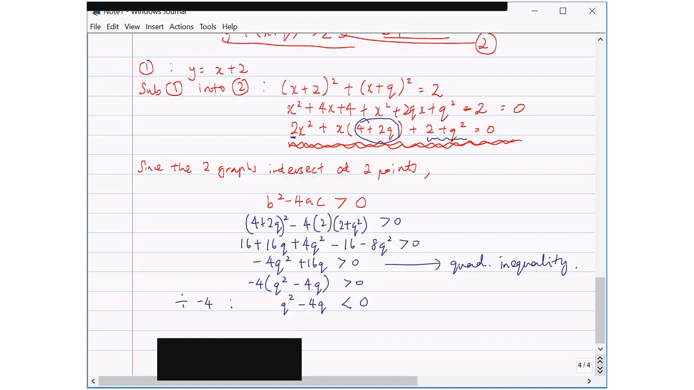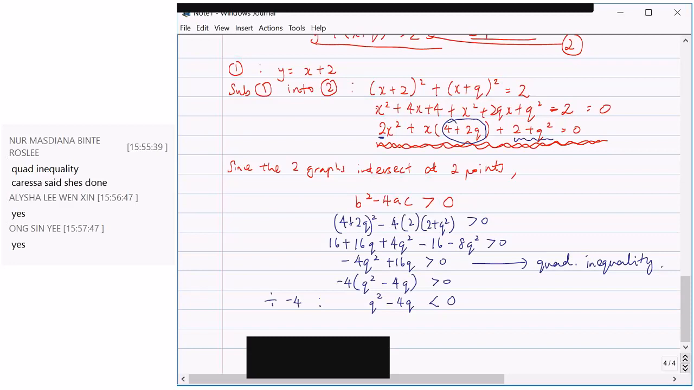Why am I doing this? I'm doing this so that my q squared coefficient is positive and in its simplest form, if possible. It is a trick to make sure I don't make careless mistakes later. Everybody understand why the alligator jaw turns sides? Because I divide by a negative number. Okay, so this is the final inequality I'm solving for: q squared minus 4q is to be less than 0. It is still a quadratic inequality.